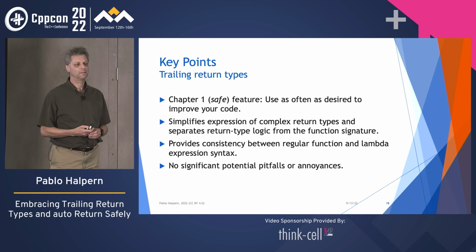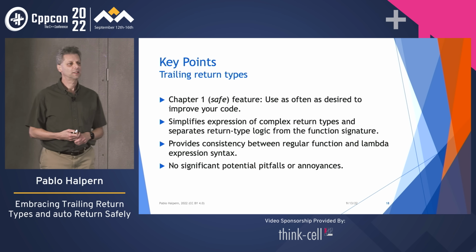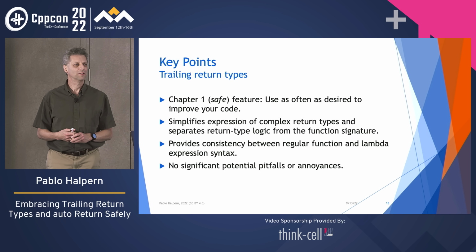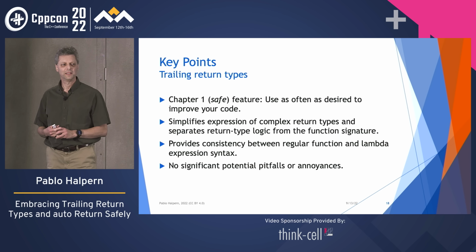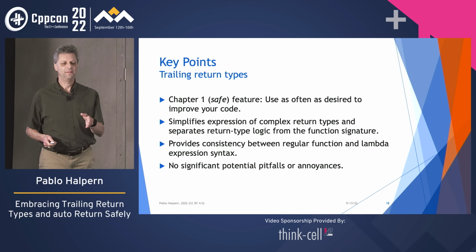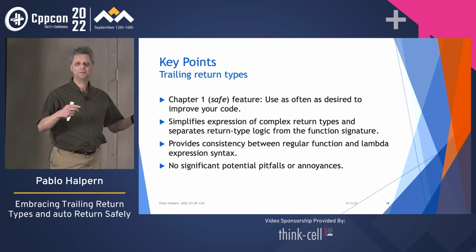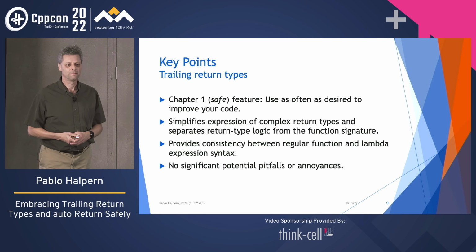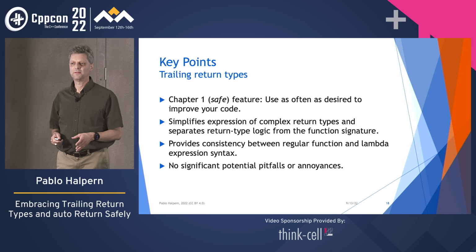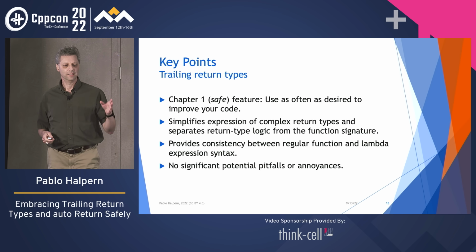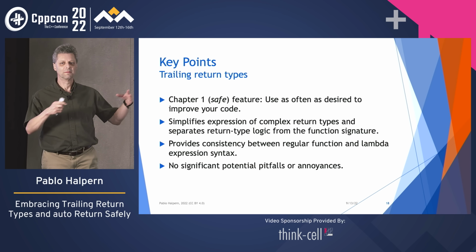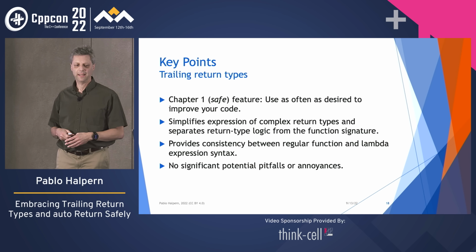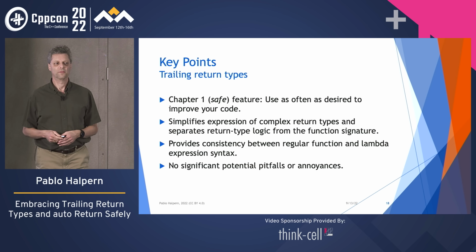So the key points to remember about trailing return types: it's a chapter 1 feature. Use it without worrying. It's unlikely you're going to do something worse than you would do with the leading return type. It's a safe feature, which is why I didn't do pitfalls and annoyances, because there aren't any significant ones to speak of. It simplifies the expression of complex return types. It separates the return type from the function signature, makes it easier to read in many cases. You get consistency with lambdas. And like I said, no significant pitfalls or annoyances.